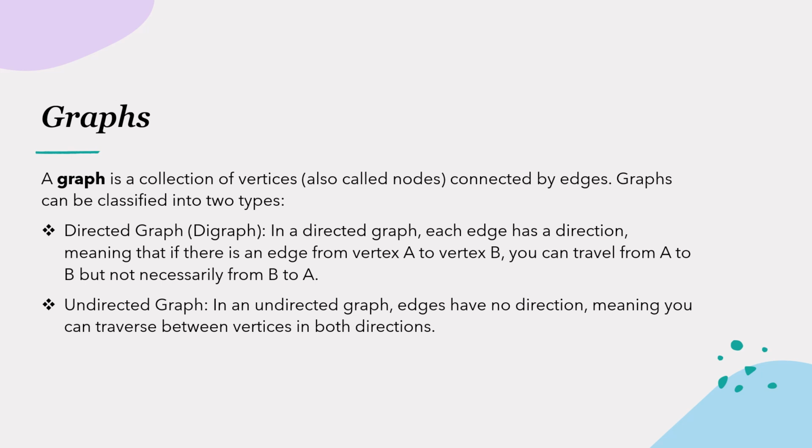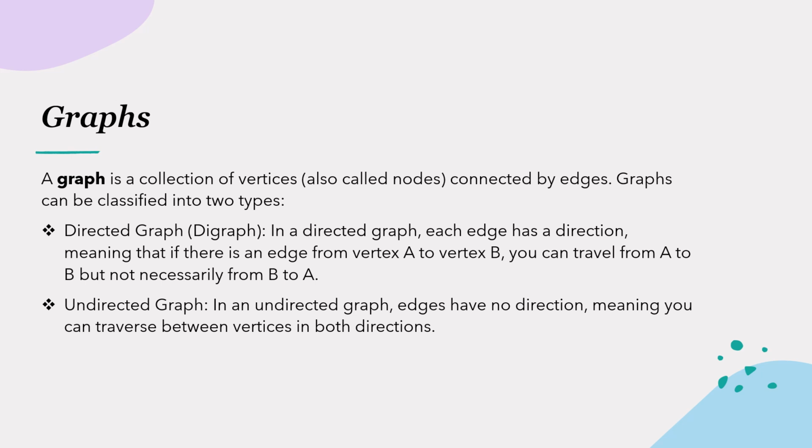Key concepts in graphs. 1. Vertex, node, a point in the graph. 2. Edge, a connection between 2 vertices. 3. Path, a sequence of vertices connected by edges. 4. Cycle, a path that starts and ends at the same vertex.